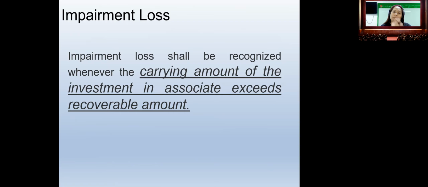Now, you will be comparing that to the recoverable amount. And what do we mean by recoverable amount? As the term suggests, it is the amount that can be recovered. And how are you going to compute for that?